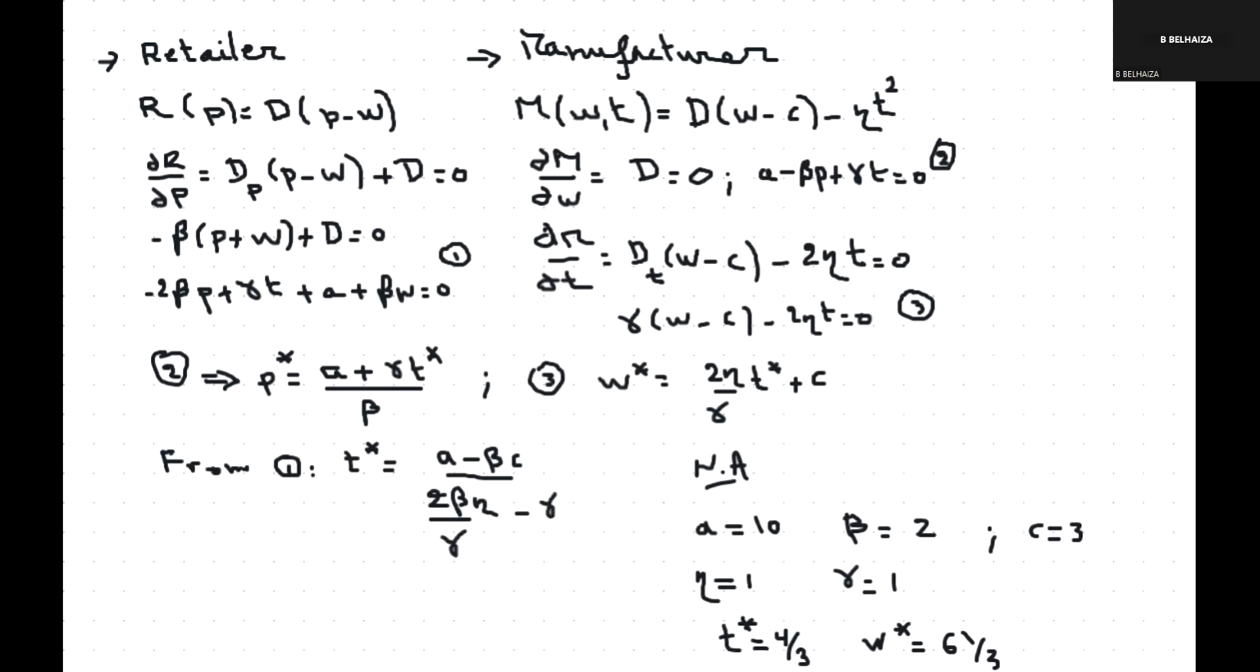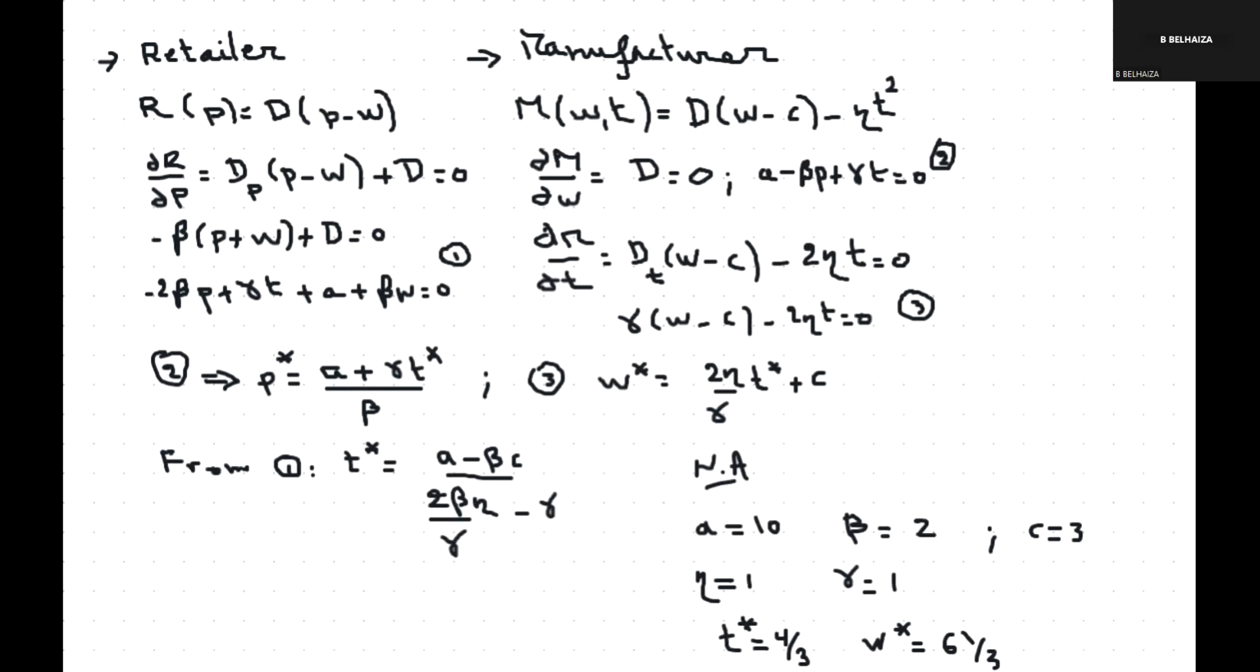That's easy to get. The intention here is to get P in terms of T, W in terms of T, plug all of them in equation 1, and finally find the expression of T at the Nash equilibrium. From equation 3, we get W star, which is 2 eta T star over gamma plus C. We plug these two, P star and W star, in 1, and we get finally T star, which is A minus beta C divided by 2 beta eta over gamma minus gamma. It's easy because you will get just a linear equation in terms of T when you substitute back in 1.